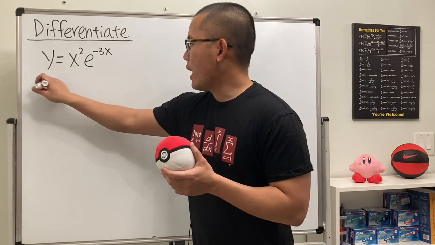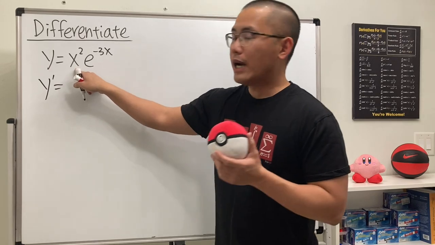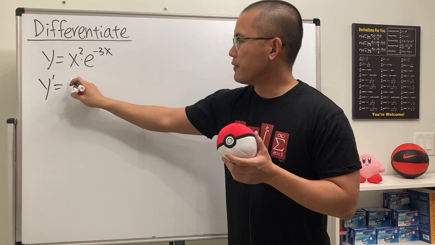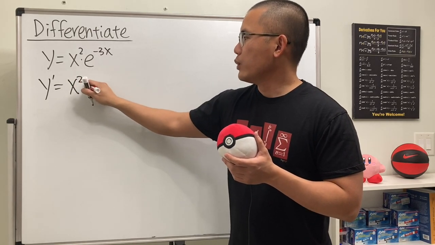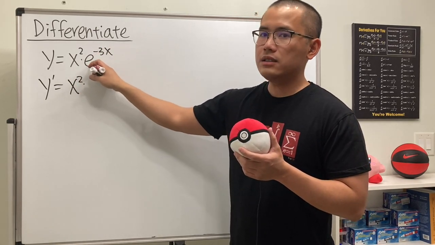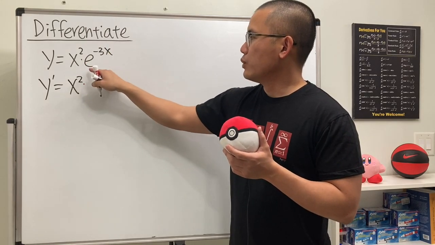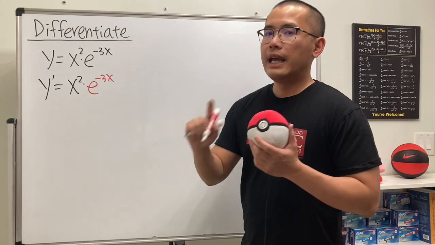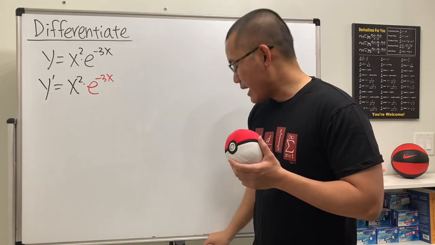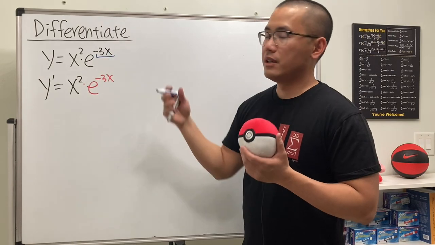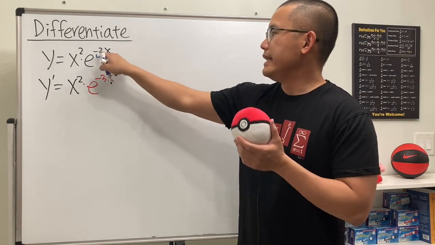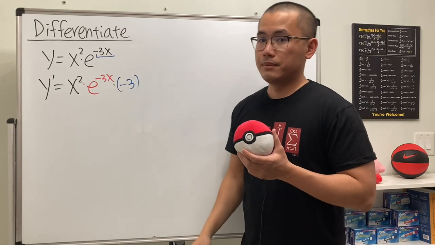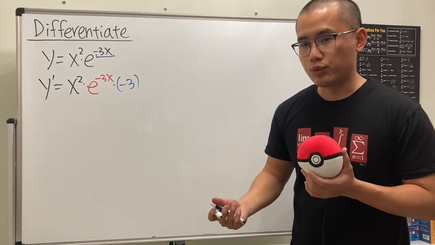So here we go. Y prime, we are going to use the product rule first because this is the product of this and that. We will first keep the first function, which is just x squared, and we multiply by the derivative of the second. Derivative of this, well, e to the something, we first repeat that, so e to the negative 3x. And then we are going to multiply by the derivative of the inside, because that's the chain rule part. And the derivative of negative 3x is negative 3. So I'll just put it down like this. So that's the first part of the product rule.